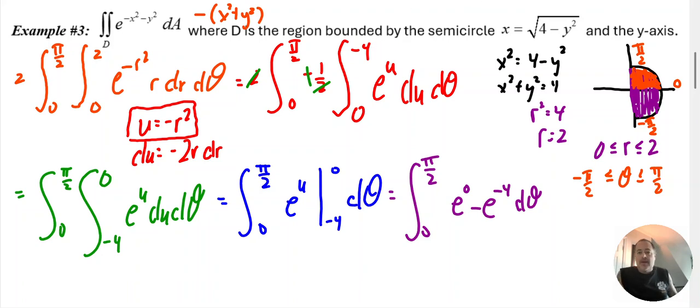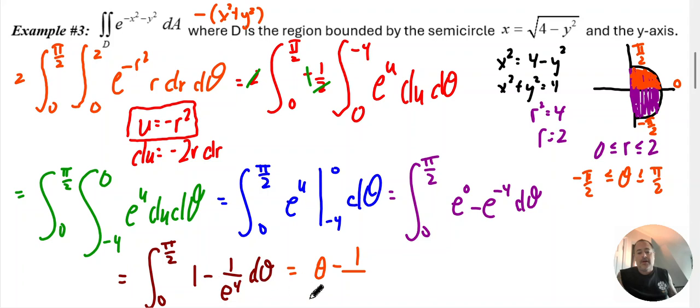So let's simplify this down a little bit more. I get the integral from 0 to pi over 2 of 1 minus 1 over e to the fourth d theta. All right, so we're getting to the home stretch here with the problem itself. Once we get to this, it just becomes a very simple ABC calculus problem where we integrate with respect to theta. So the integration of 1 is just theta. And then this is also a constant, so I get 1 over e to the fourth times theta as well. And then I'm going to evaluate this from 0 to pi over 2.